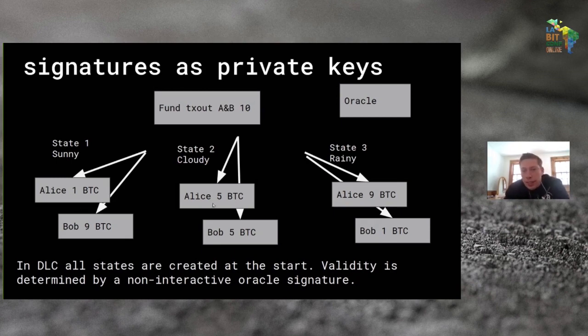Before we open it, we say, okay, here are the 3 possible things that happen. And these are all at the same time. We're signing them. Say, okay, it might be sunny, it might be cloudy, or it might be rainy. And if it's cloudy, we split it. If it's sunny, Alice wins. And if it's rainy, Bob wins.